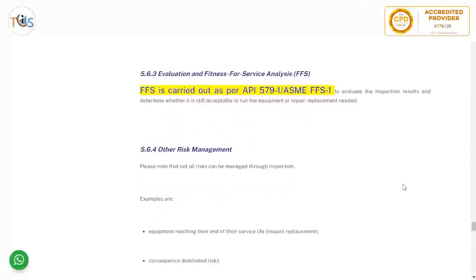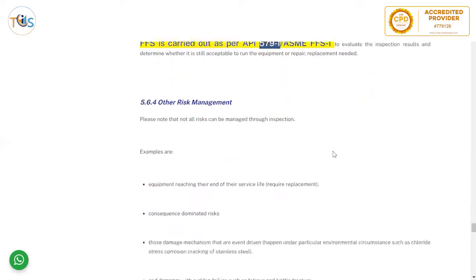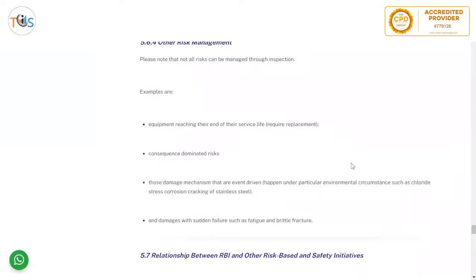Evaluation of fitness for service, FFS, is carried out as per API 579 to evaluate the inspection data results and determine whether it is acceptable to run the equipment or whether repair or replacement is needed. Most of the time they just ask you what is the FFS, which API is used for FFS, and that's API 579.